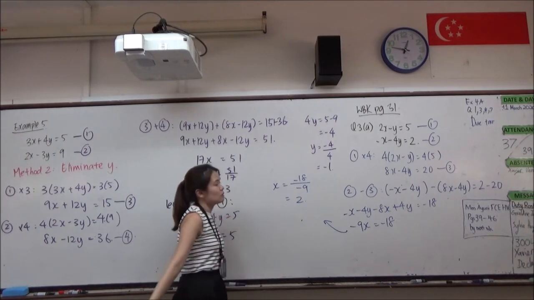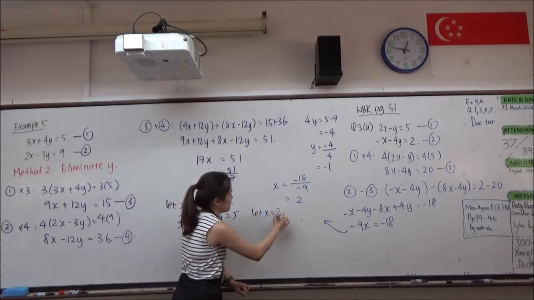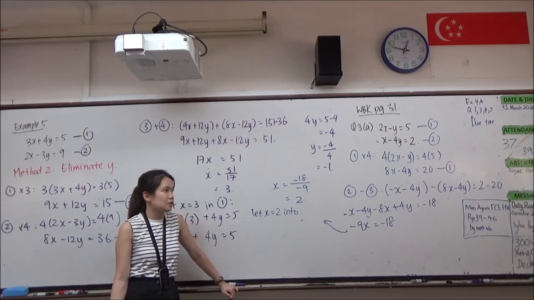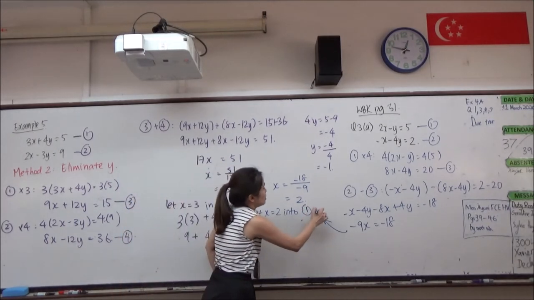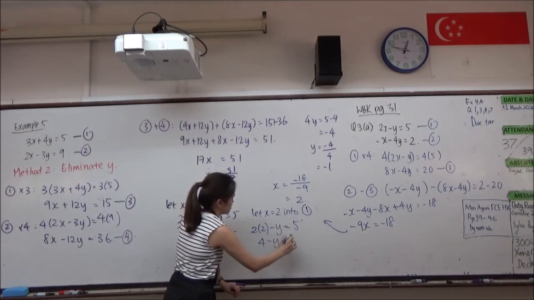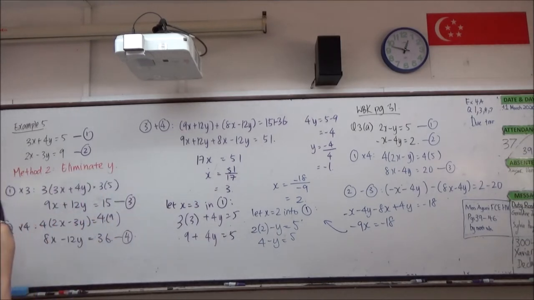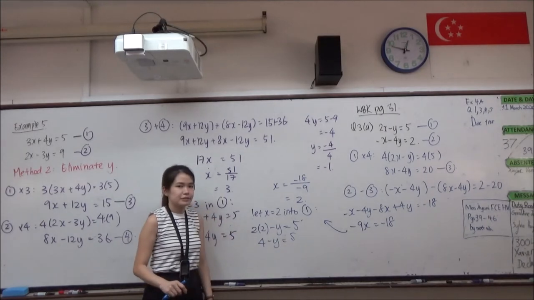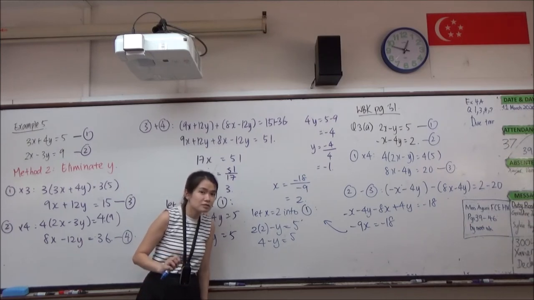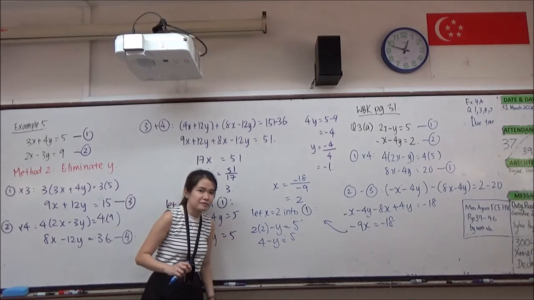So then after that, next step, we want to find y. So I will let x equals to 2 into where? What would you have chosen, Ryan? Let x equals to 2 into which equation? Equation 1, okay. So we will have 2 bracket 2 minus y equals to 5. And if 4 minus y equals to 5, how do we find y next? So y equals to what? Y equals to 5 over 4? You think 4 minus 5 over 4 is equal to 5?